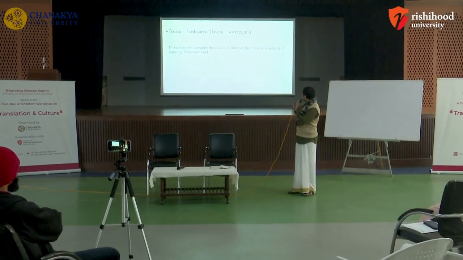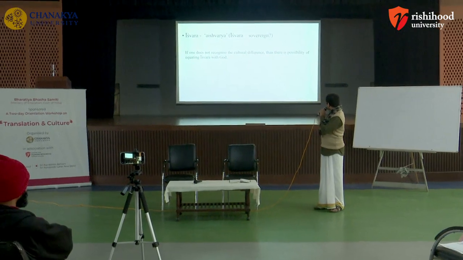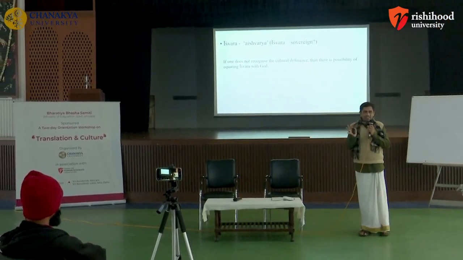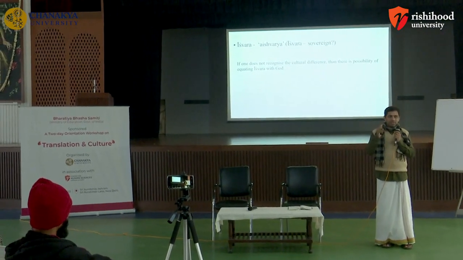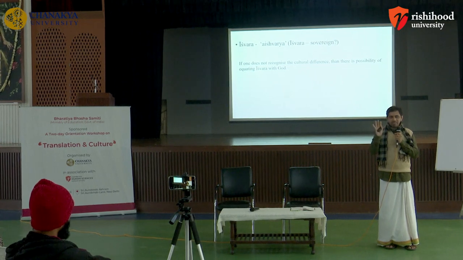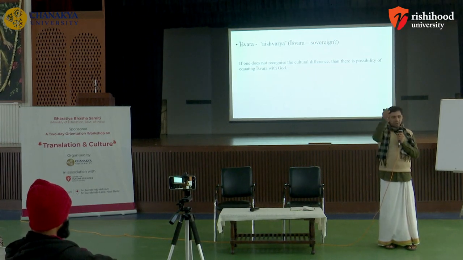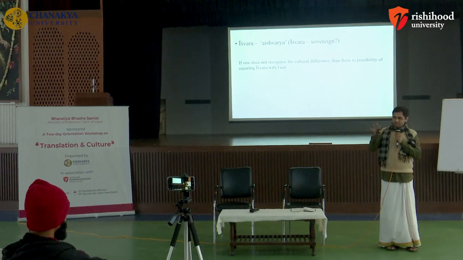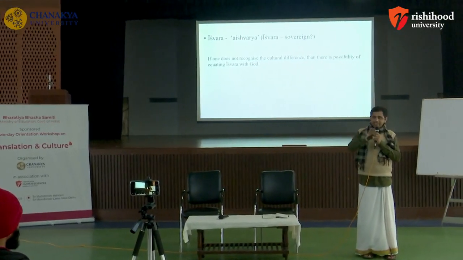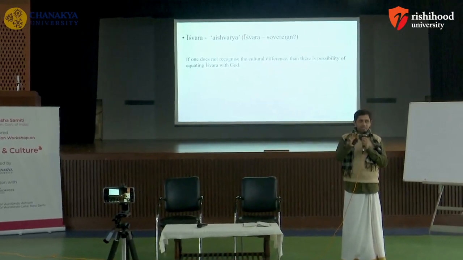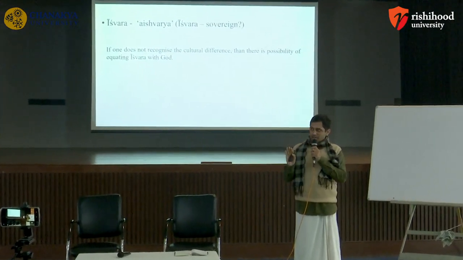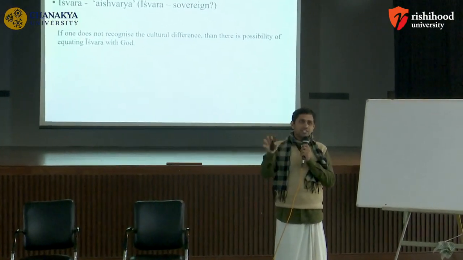The only way they might have translated Aishwarya as sovereignty is if one does not recognize this cultural difference, then there is a possibility of equating Ishvara with God. Because there is a concept of God, and there is also something para discussed in Indian traditions. If we can equate God and Ishvara, and say they are similar concepts, then because God is sovereign, we can say Ishvara is also sovereign.